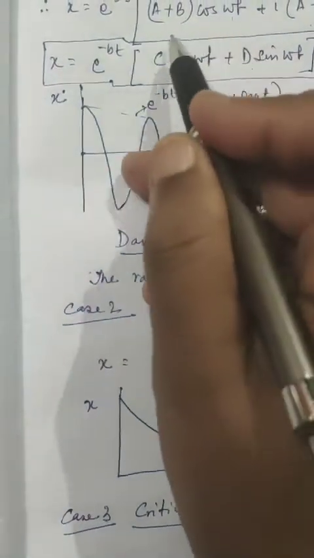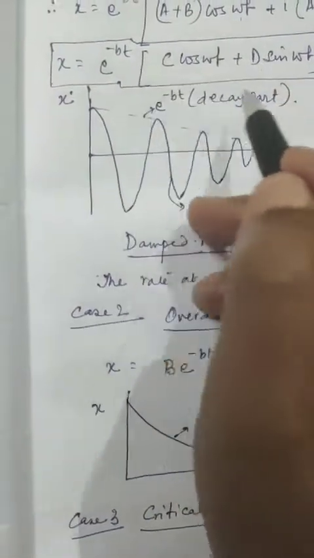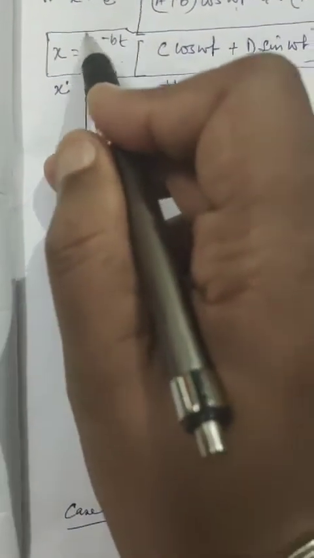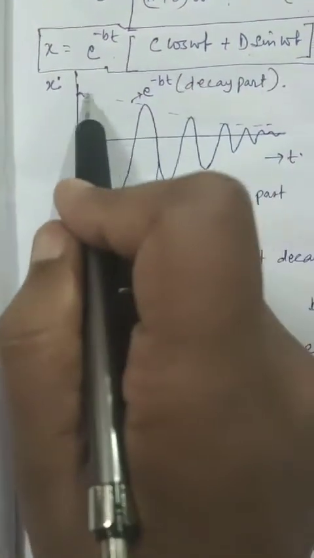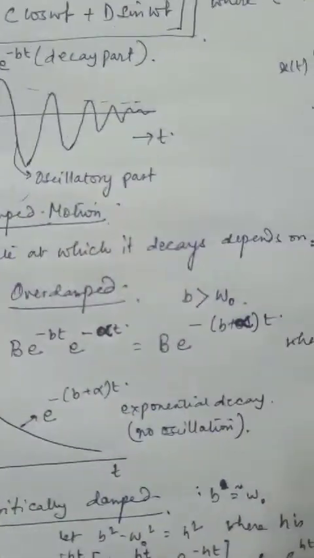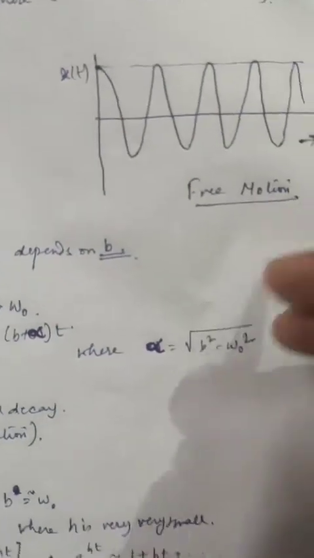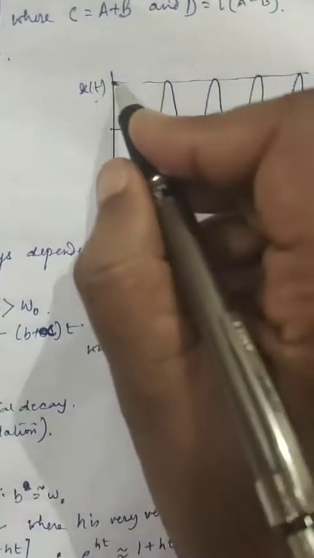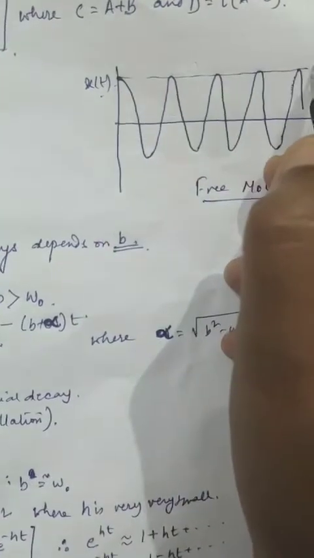This would have a fixed amplitude. But in this case, the amplitude is decreasing with time. The amplitude is exponentially decreasing with time. So if you compare it with free oscillation, you had x(t) as this. You can see the amplitude remains fixed in that case. That was the free motion.